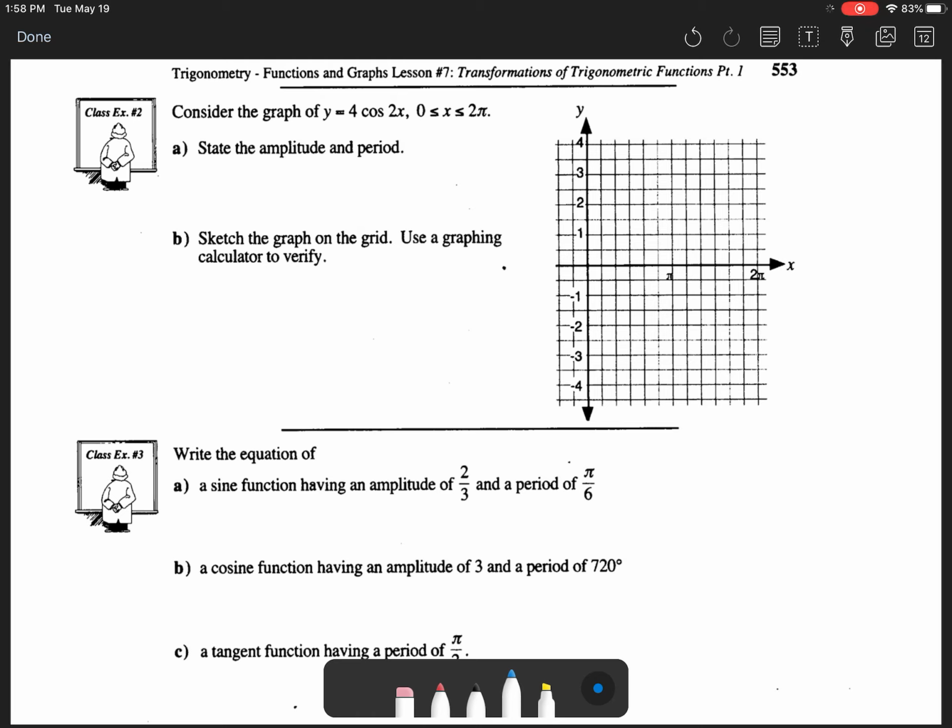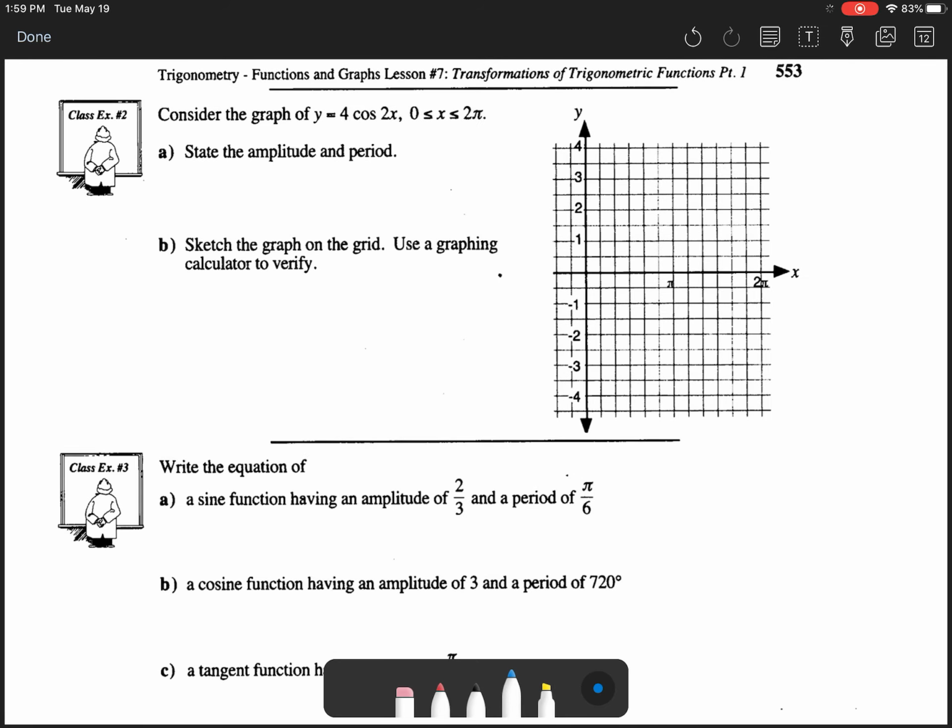So there's your domain. They only want you to draw the graph between 0 and 2 pi. So first thing is they say state the amplitude and the period. So the amplitude that we learned is always going to be your A value, okay? So amplitude is always the absolute value of A. A is already positive here, so the amplitude is 4. Now the period is a different thing, okay?